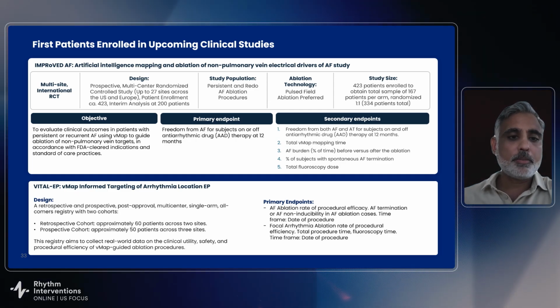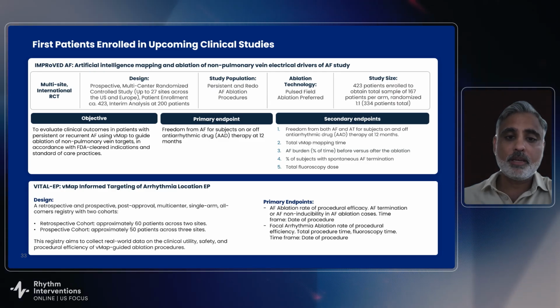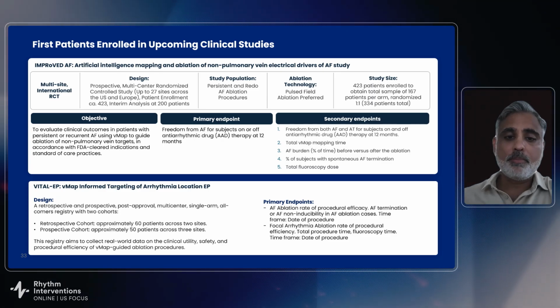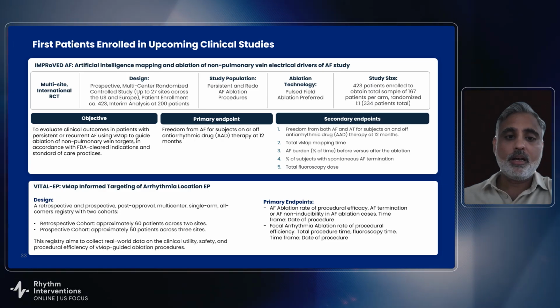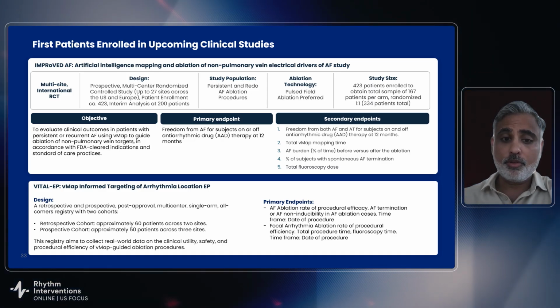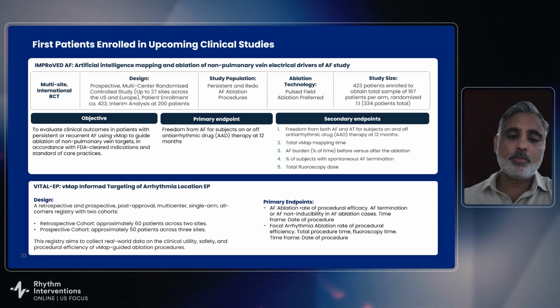The primary endpoint is going to be freedom from atrial fibrillation at 12 months, with secondary endpoints looking at freedom from both AFib and ATAC at 12 months, total VMAP mapping time, AF burden, percent of subjects with spontaneous AF termination, and total fluoroscopy dose, with the thought that this technology may actually make the procedure more efficient in these redo and more advanced AFib patients.